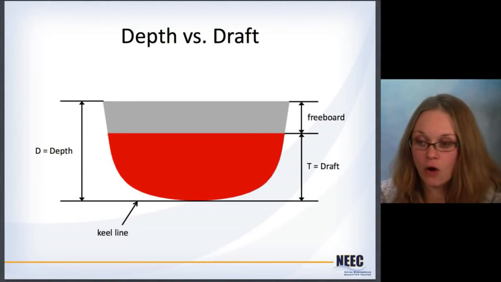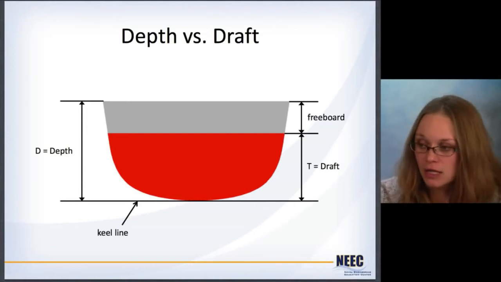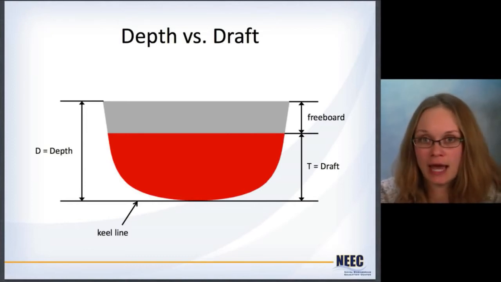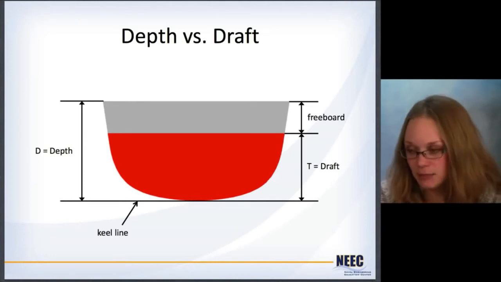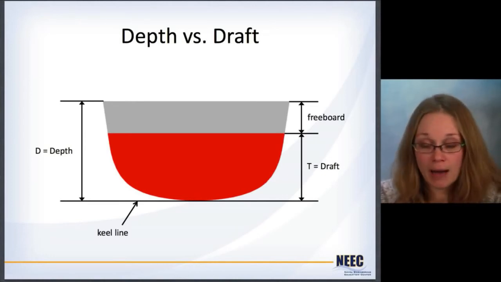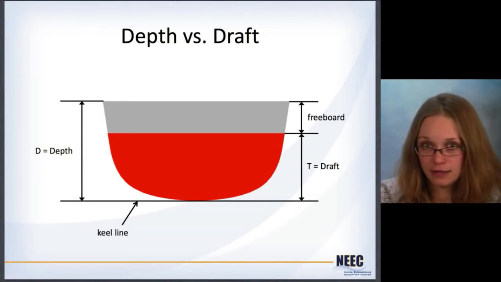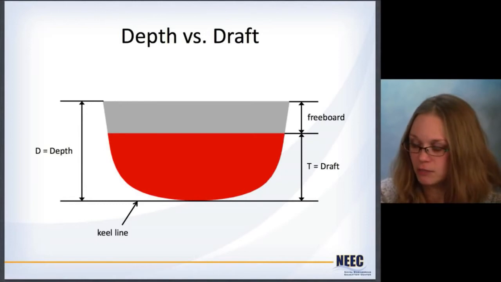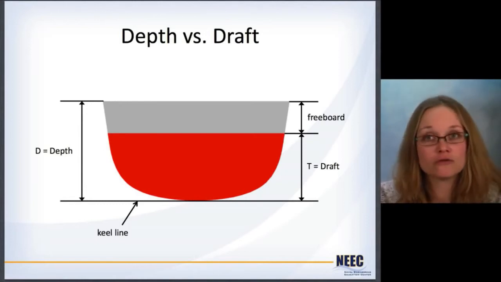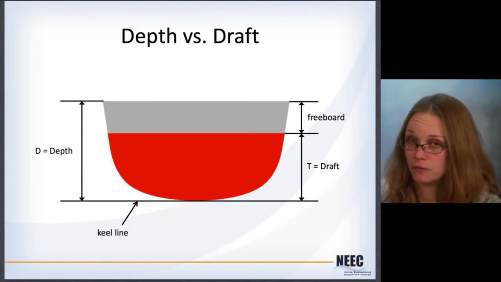There are two major vertical measures of the ship. One is depth, and that's the overall height of the entire hull. But when you're looking at buoyancy, stability, and seakeeping, you're concerned more about how much of the hull is actually underwater, and that's draft. You can see here they're both measured from the keel line. Again, the keel line is the very bottom of the ship. And then the difference between the two is called freeboard. The freeboard becomes very important when we do stability later on in a different lecture.